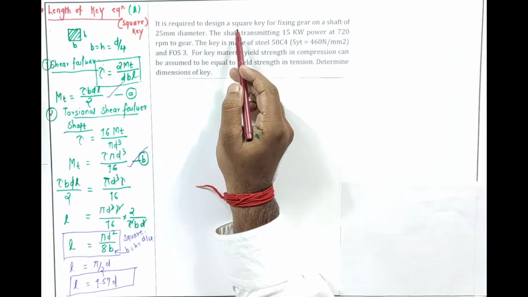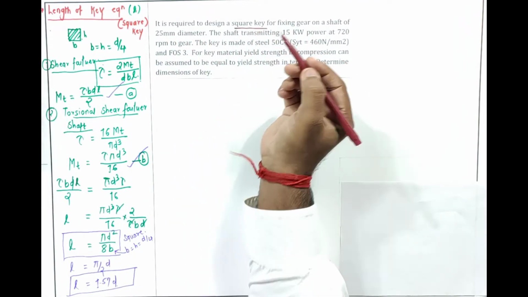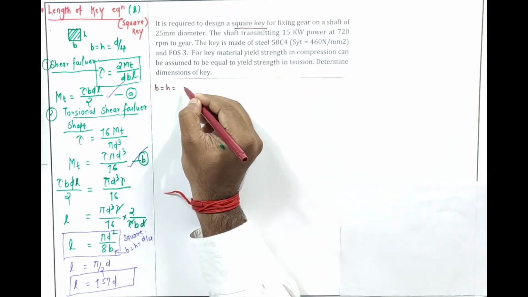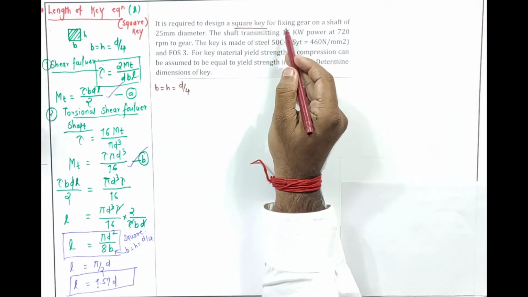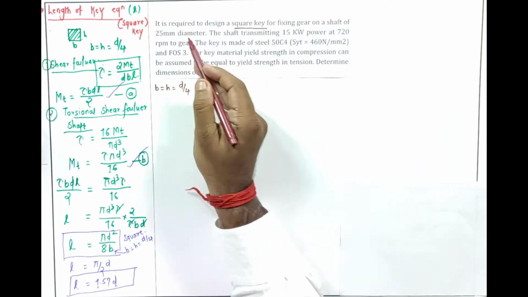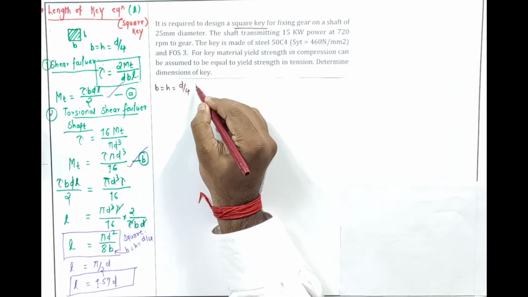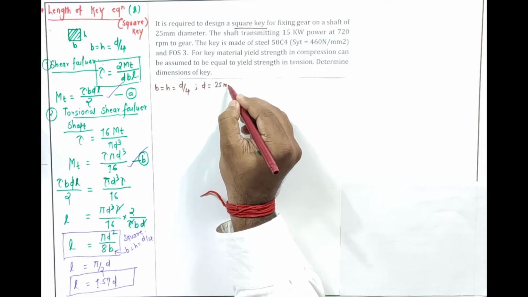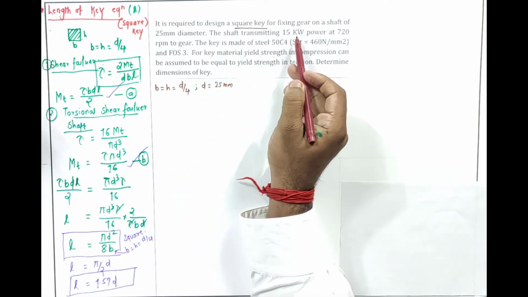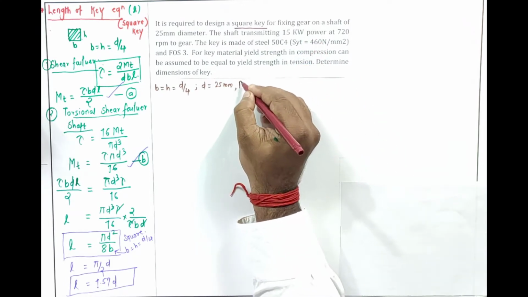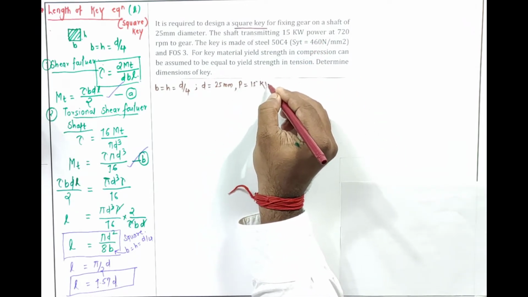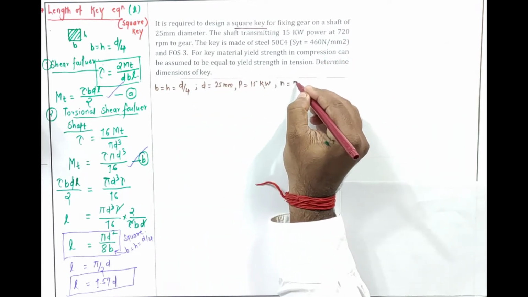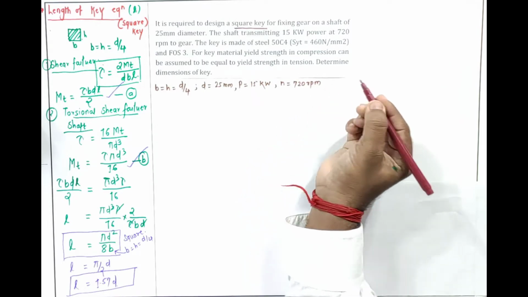I'll read the numerical. It is required to design a square key, important, square key. Where there is a square key, it means that B is equal to H is equal to D by 4. Very important. For fixing a gear on a shaft of 25 mm diameter. So, given data I'll write while reading. D is equal to 25 mm, diameter of shaft. The shaft is transmitting 15 kilowatt power, at 720 rpm, small n.